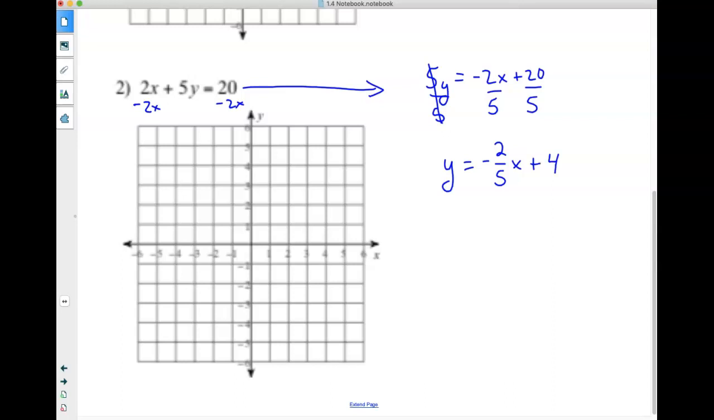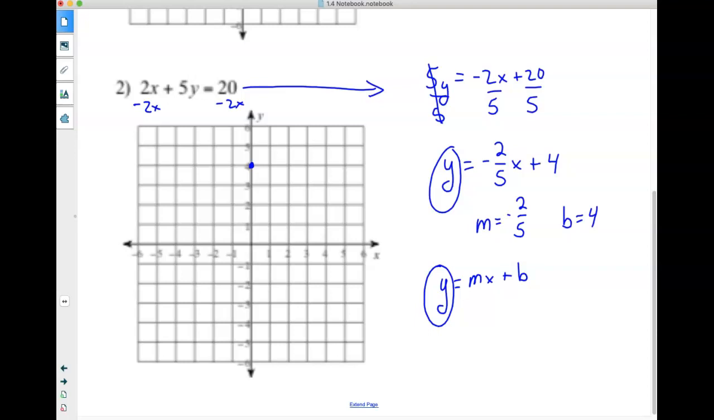And I can look right at this little rascal, picturing y equals mx plus b. When I'm solved for y, like I'm solved for y here, I can look at the equation and say my slope is negative 2 over 5. And I can say my b value is 4. Well, my b value is always my y-intercept. So I'm going to plot my y-intercept from slope-intercept form.